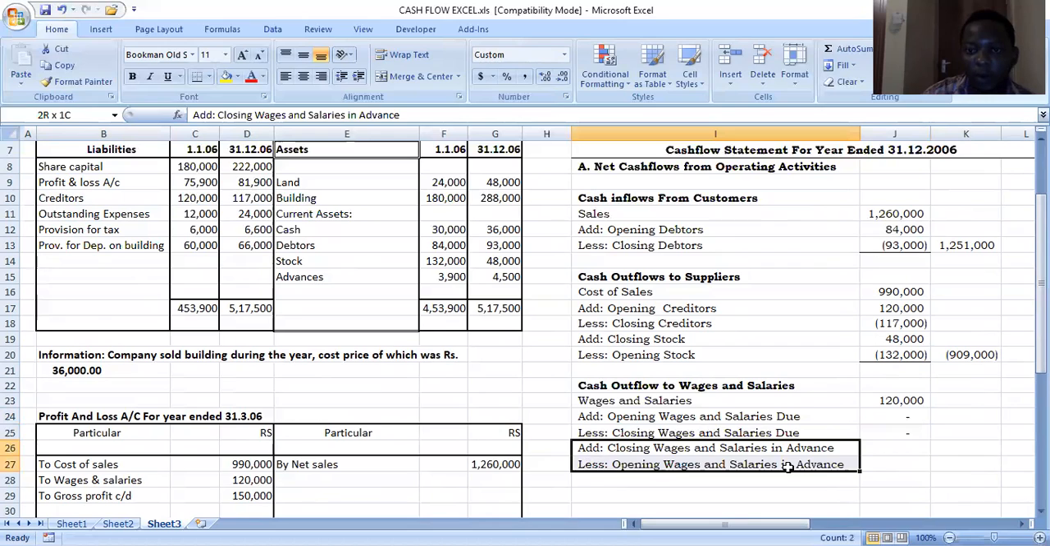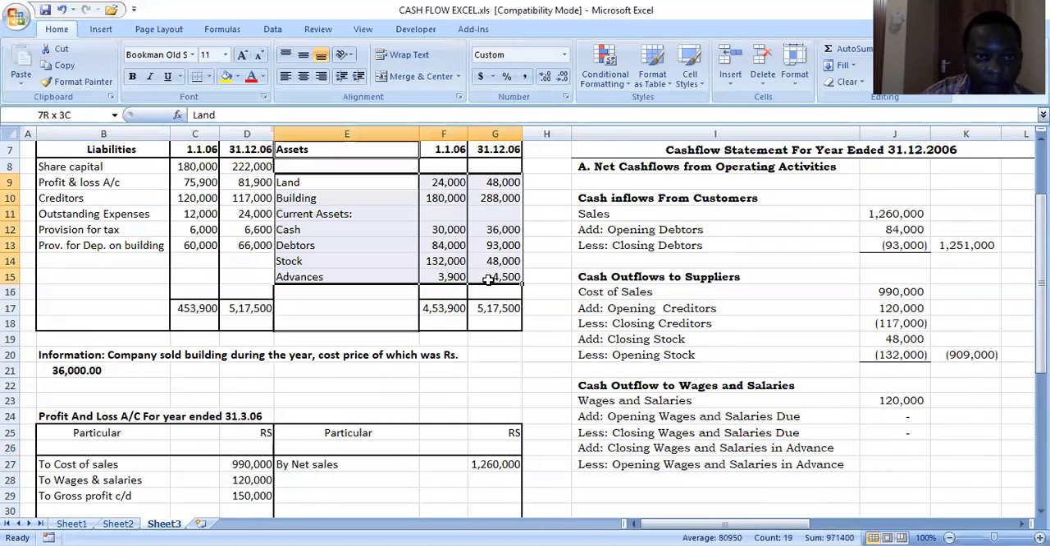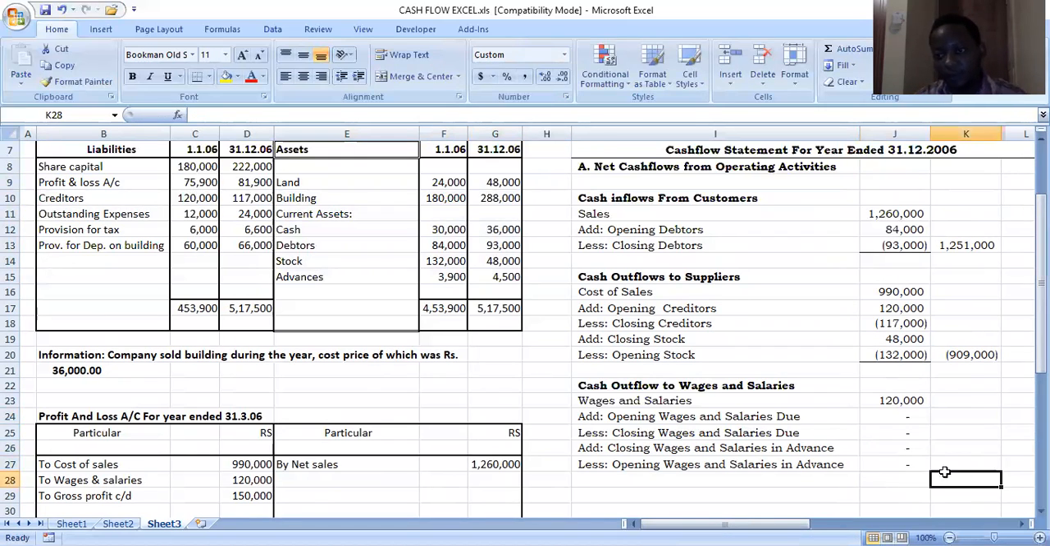And then we have wages and salaries in advance, both the opening and closing. These are current assets, so they are supposed to be found in the balance sheet on the asset side. But I can't see any advances in wages and salaries. As such, we have 0 and 0 there. Therefore, wages and salaries in our case is 120,000 shillings. Since it's an outflow, we show it in brackets to indicate that something is going out of the business.